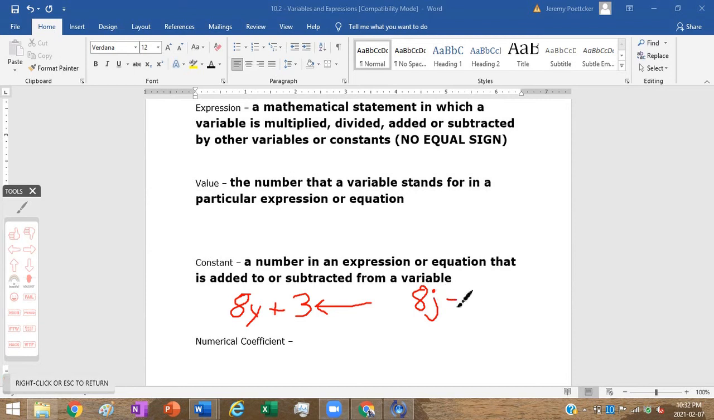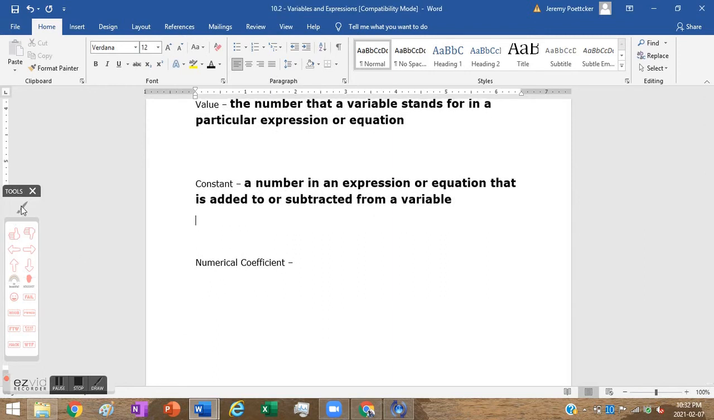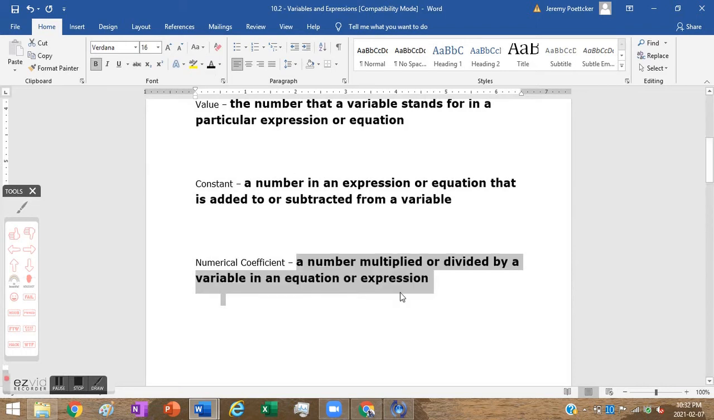And then we move finally on to numerical coefficients. A numerical coefficient is simply a number multiplied or divided by a variable in an equation or expression. So, for example, the one we were just talking about with the cans of soup, well, 8c, there we go, that number 8, that is our numerical coefficient. Right, remember the c, that was the variable.